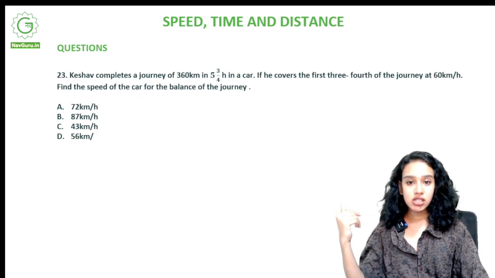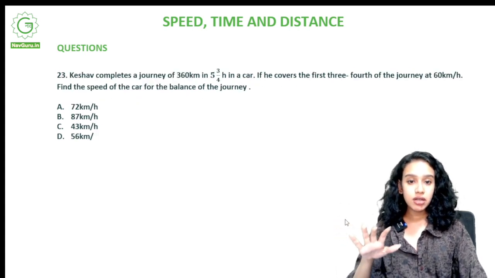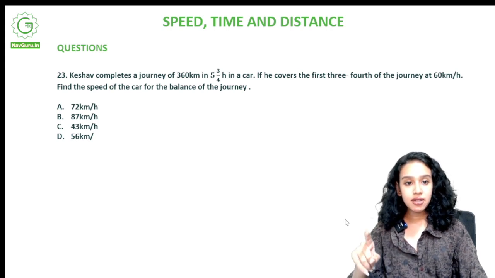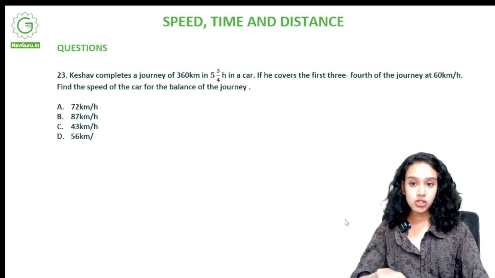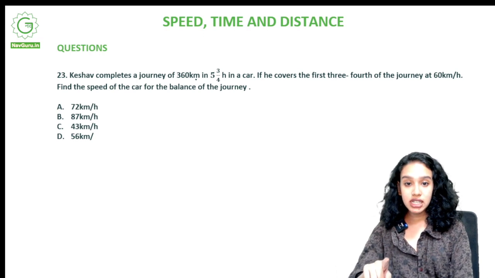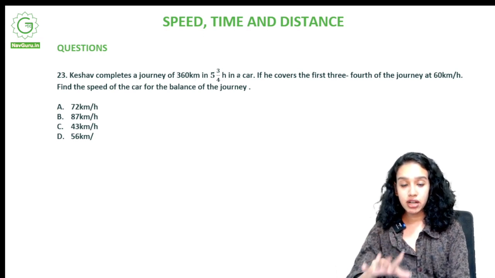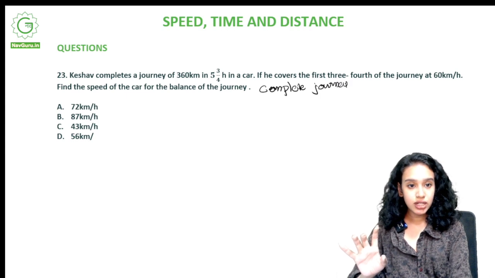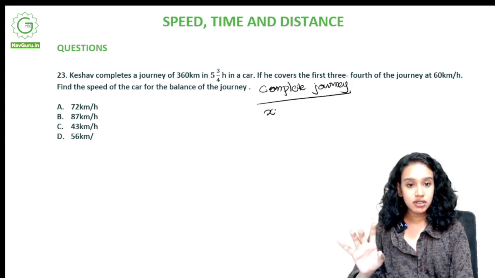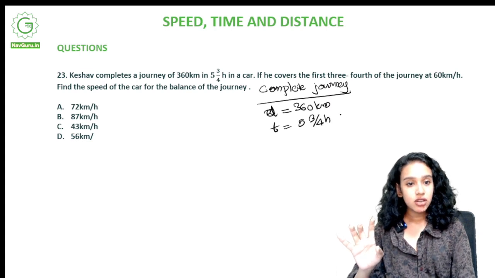Now, Keshav completes a journey of 360 kilometers in 5 3/4 hours in a car. If he covers the first 3/4 of the journey at 60 km per hour, find the speed of the car for the balance of the journey. So, Keshav completes a journey of 360 kilometers in 5 3/4 hours in a car. Let's consider the complete journey, right? For the complete journey, the total distance covered is equal to 360 kilometers and time taken for this is 5 3/4 hours, which is equal to 23/4 hour, right?